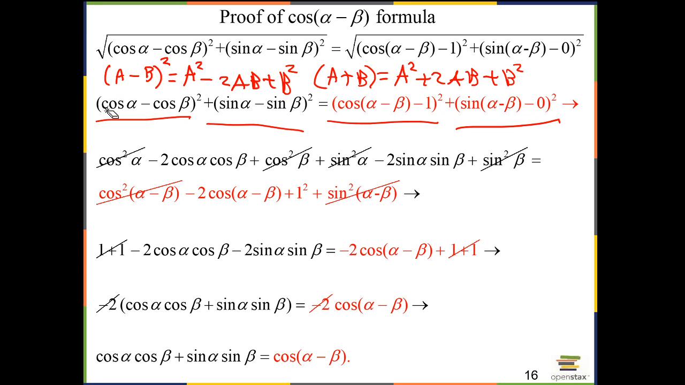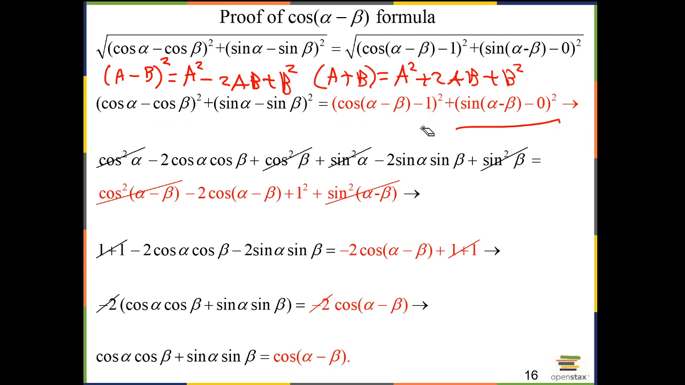So here, a is cosine alpha, b is cosine beta, so we get this. Over here, a is sine alpha, b is sine beta, so we get this. Over here, a is this, and b is 1, so we get this. And over here we have a is that and b is 0. So we just have sine squared of alpha minus beta.